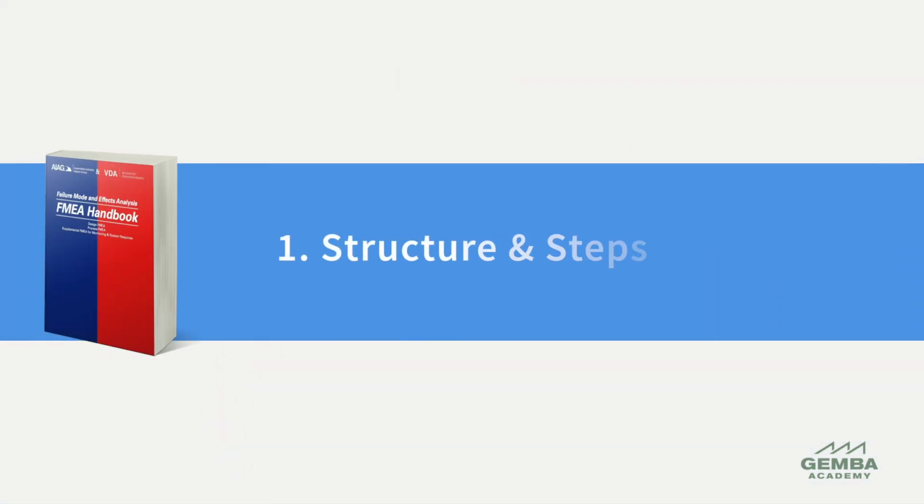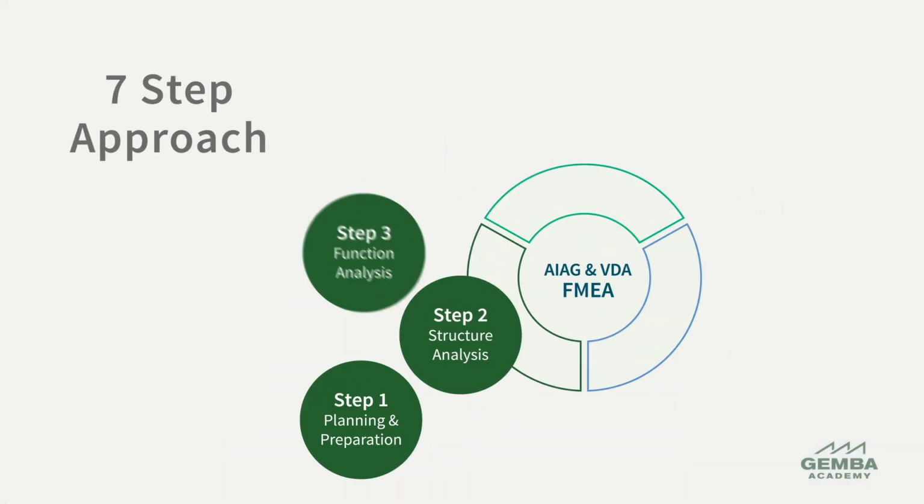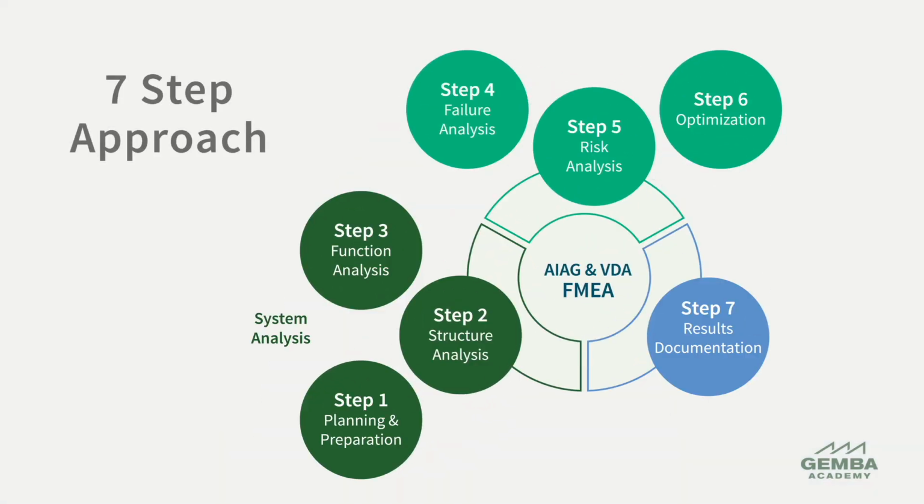Let's review 8 main differences between the AIAG VDA approach and the earlier versions of FMEA. The first major change is the structure and steps of FMEA. The FMEA handbook introduced a 7-step process to align more closely with VDA, or the German Automotive Industry Association standards, focusing on a structured approach to risk analysis. These 7 steps are grouped into 3 phases of system analysis, failure analysis and risk mitigation, and risk communication.